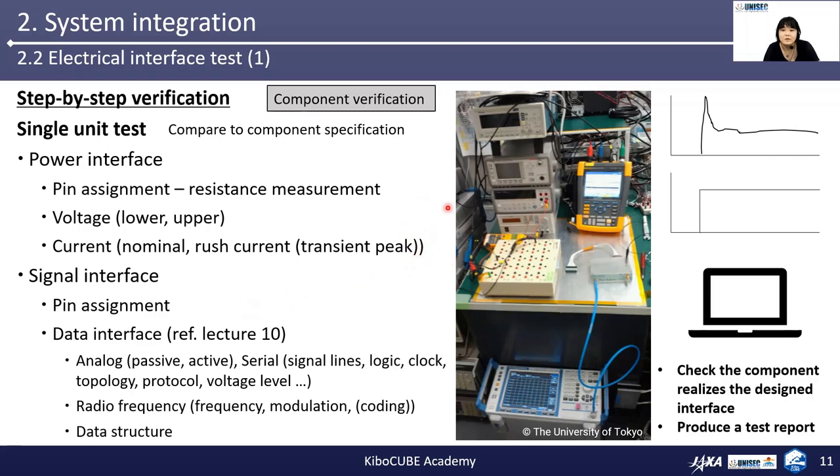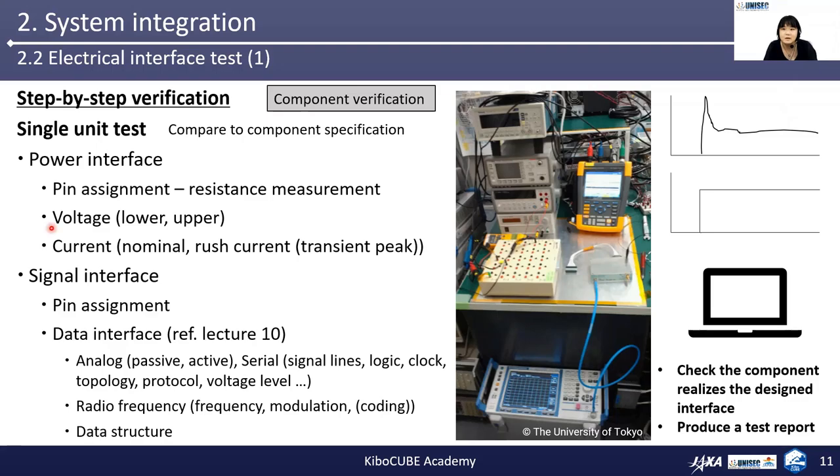Usually, the component current profile becomes like this figure. The lower plot shows the voltage profile, and the upper plot shows the current profile. Like this figure, the current profile is not constant and shows a peak just after the power supply timing, then shows a constant value called the nominal current. The transient peak is called rush current, and it tends to be much larger than the nominal current. This value is important to define the operations policy or safety trigger of the power supply.